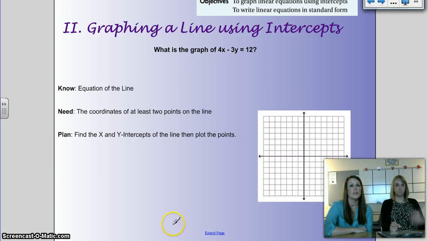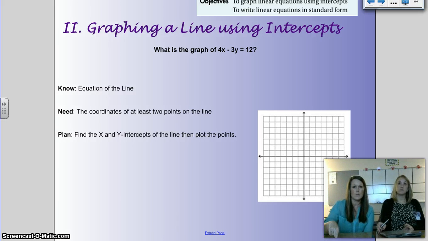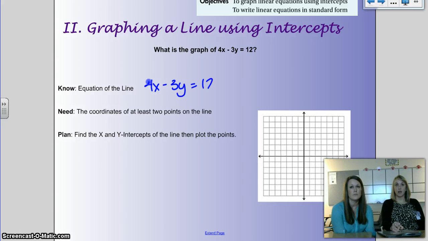Okay. Graphing a line using intercepts. This is cool. This is way easier than before. You're going to solve for the x-intercept and y-intercept and connect the dots. The end. So first, you need to know the equation of the line, which we have: 4x minus 3y equals 12. We need to find at least 2 points on the line so that we can connect them. So we want to find the x and y intercepts.